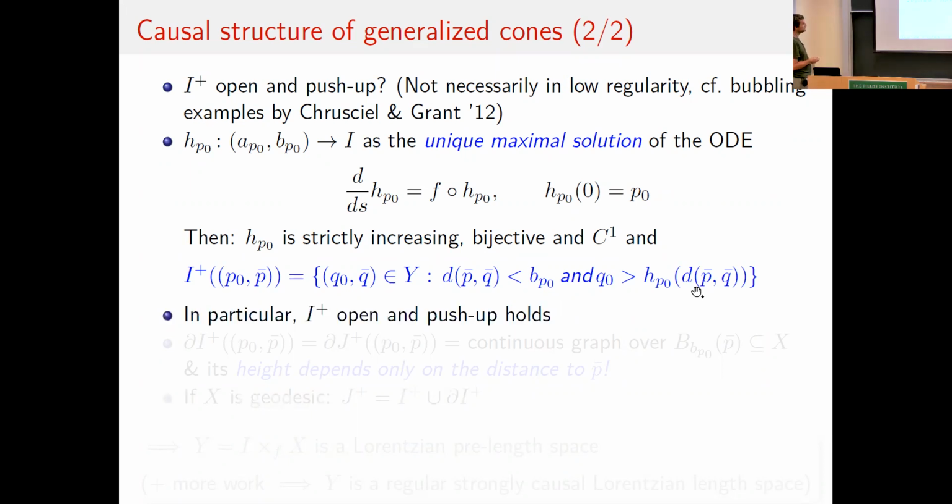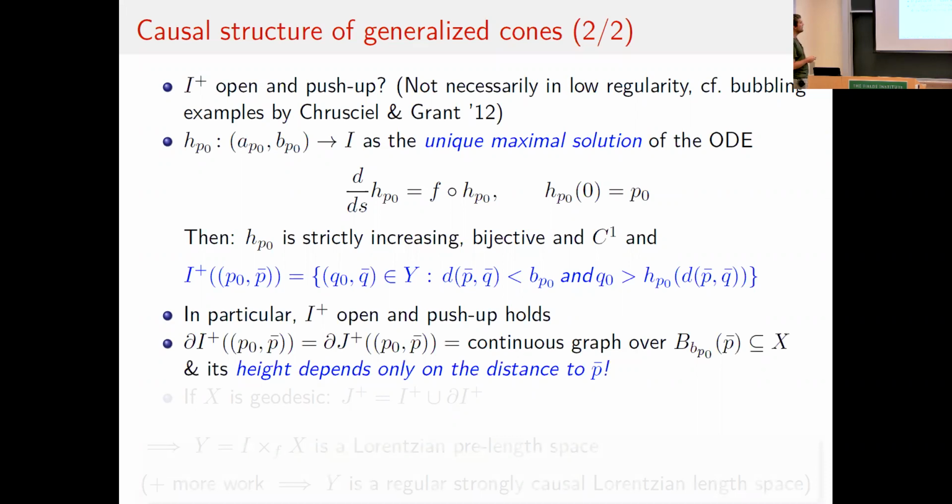In particular, this is open and push-up holds, which was, for example, not known in a case where your fiber is not a metric space but a Riemannian manifold, and you have this warped product of a continuous Lorentzian manifold. This was also not known. And the height depends only on the distance to P bar. So yeah, and the boundary of I plus is the boundary of J plus.